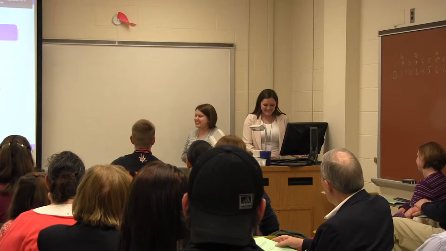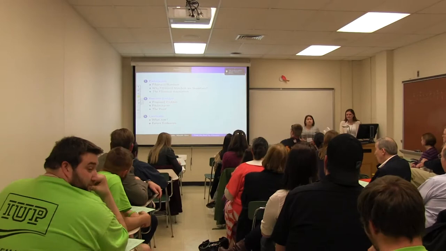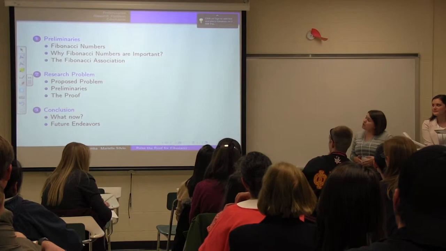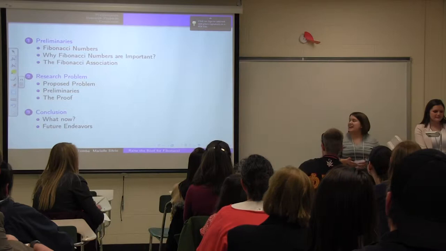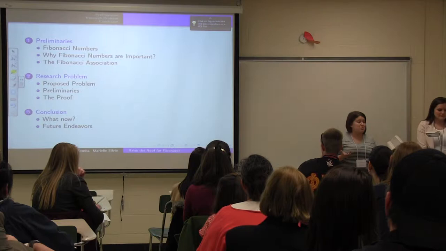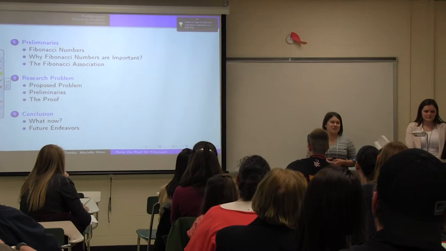Just to give you a little overview of our presentation, we're going to start by telling you a little bit about what the Fibonacci numbers are and how they are important and where we can see them in our world. Also, we're going to talk about the Fibonacci Association and where we came across the research problem that we are presenting today. Then we'll move on into our research problem. We'll show you the initial problem that was proposed and a little bit about the definitions and theorems that we use for our proof. And then we'll show you our actual original proof for the problem. And to conclude, we'll tell you a little bit about our future plans for Fibonacci research.